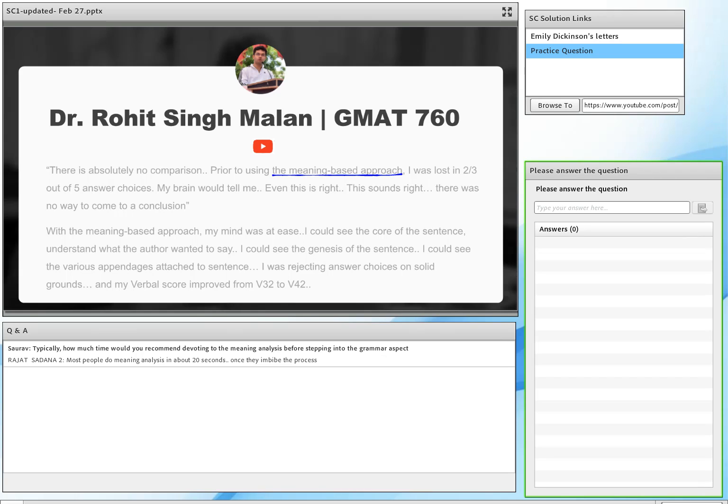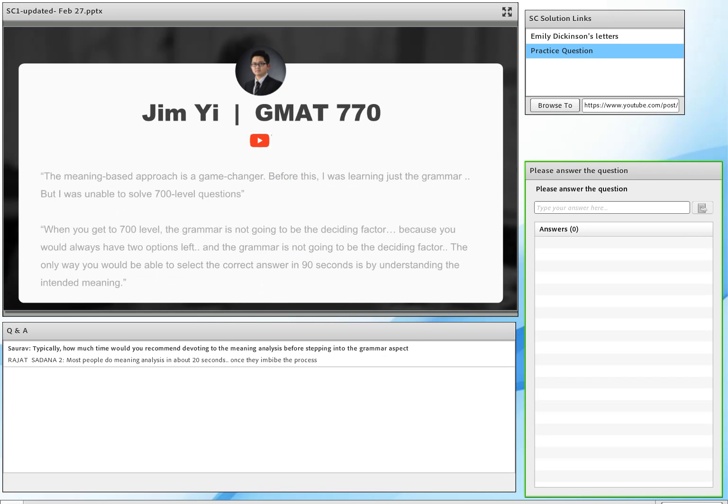And then he said once he started using the meaning-based approach, he was able to identify the sentence. He said, I could see the genesis of the sentence. I could see its various appendages. And he was rejecting answer choices on solid grounds. Actually, he improved from V32 to V42. But nevertheless, going from that 60th percentile to that 96th percentile is an incredible improvement.